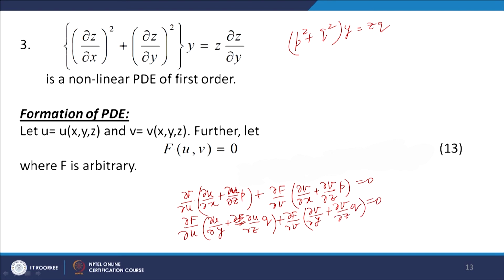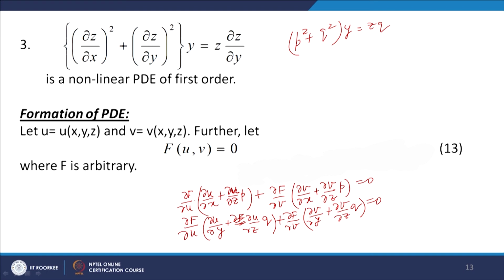So, when we differentiate f with respect to x, we get the partial derivative of f with respect to u, then we have to differentiate u with respect to x. So, derivative of u with respect to x plus derivative of u with respect to z into q into p, and then we differentiate f with respect to v. So, partial derivative of f with respect to v into partial derivative of v with respect to x plus partial derivative of v with respect to z into p equal to 0.